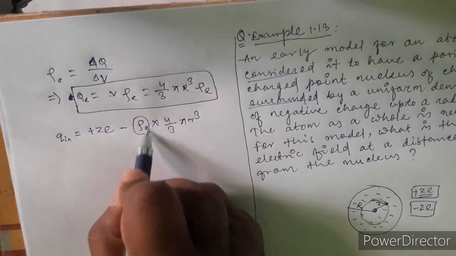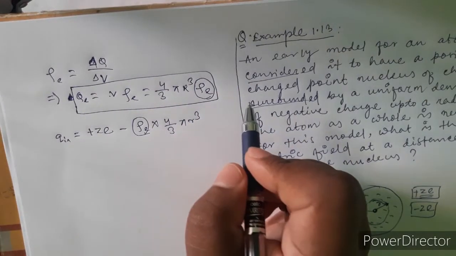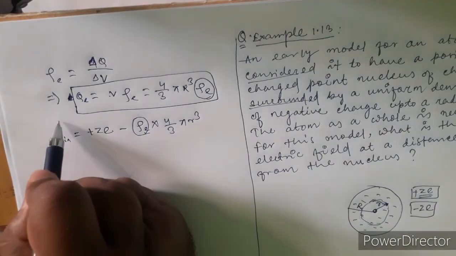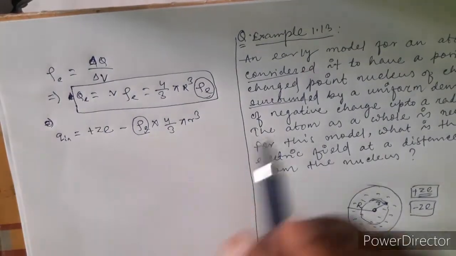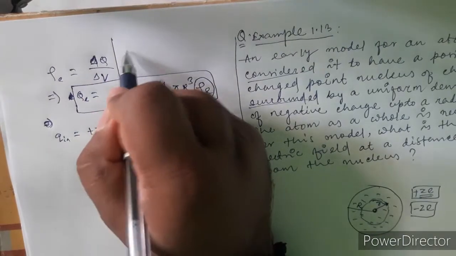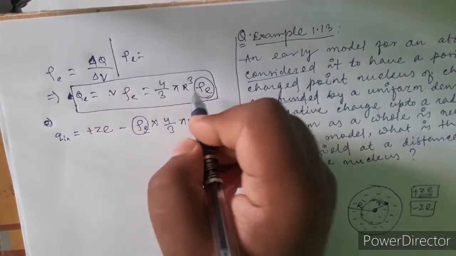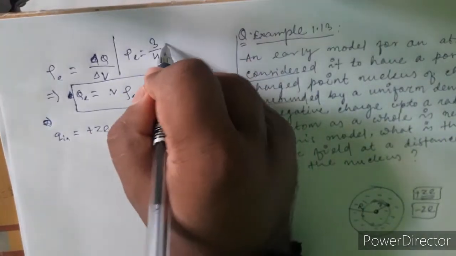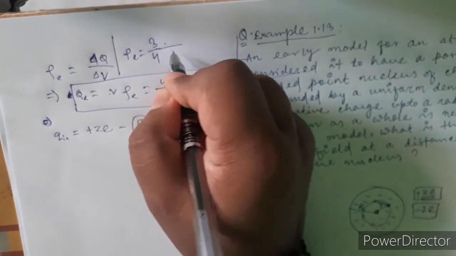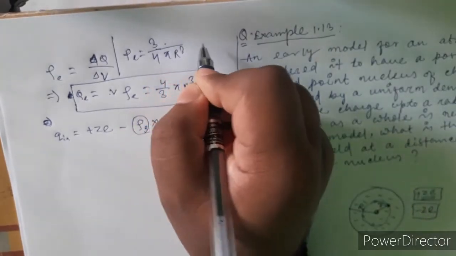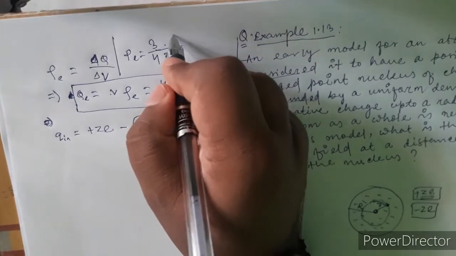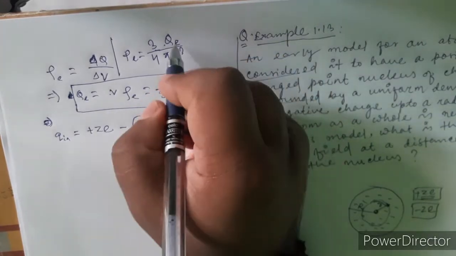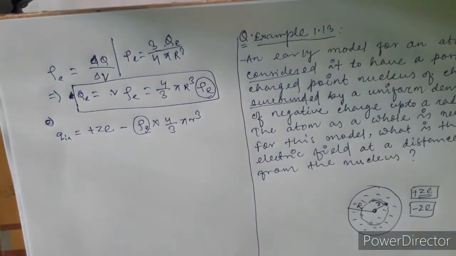Or what is rho E? Rho E we can calculate from here. Rho E will be equal to 3 by 4 pi capital R cubed times Q E, okay. So Q is the total number of electrons.